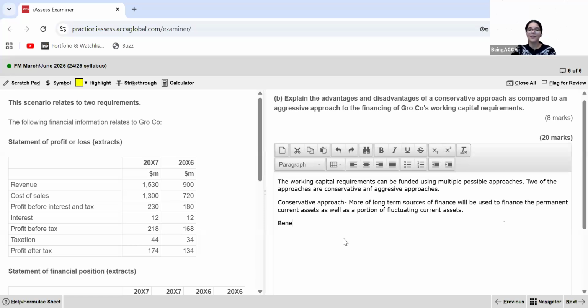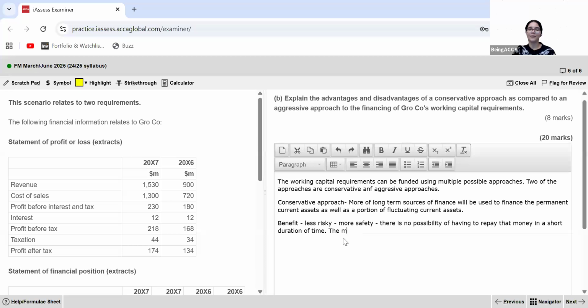So what will be the benefit with respect to this method? The core benefit will be that it is less risky, it is safer, it gives me more safety. How? Because there is no possibility of having to repay that money in a short duration of time.